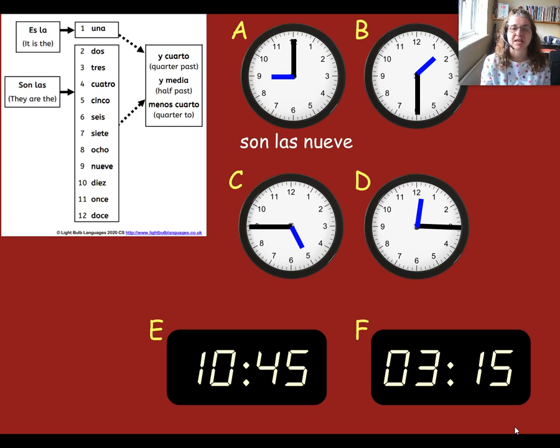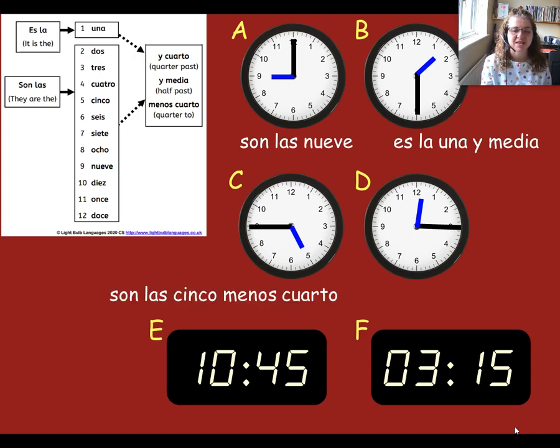Clock B says it's 1:30. So we need to be a bit careful with this one. Es la 1:30. Clock C is a quarter to time, isn't it? Quarter to 5. So it would say son las 5 menos cuarto. Then clock D is quarter past, but it's quarter past 12. So we would need to say son las 12:15.